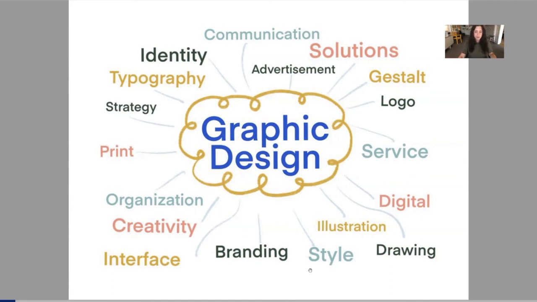Graphic design can be branding and style. It can be illustration and drawing. It's definitely a service, so you don't always get to make whatever you want to make. A lot of times we are working for an end goal and a client. It's typography, it's strategy and solutions, and it's absolutely communication. You will hear me use the phrase visual communication a lot through this course because what graphic design literally is, is making visuals to communicate an end goal.